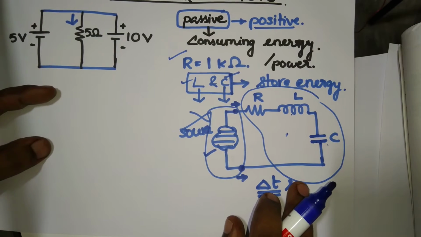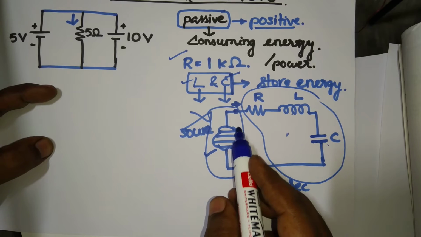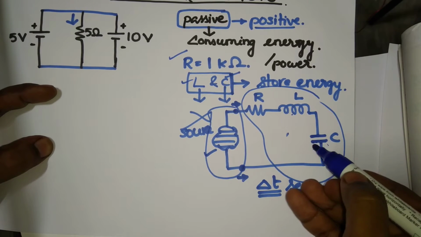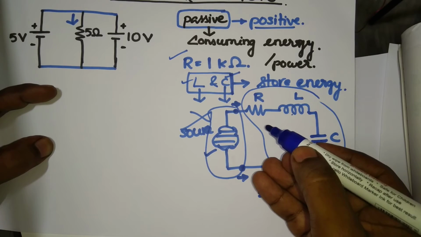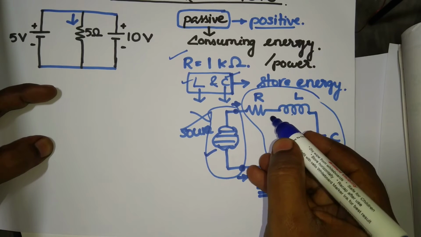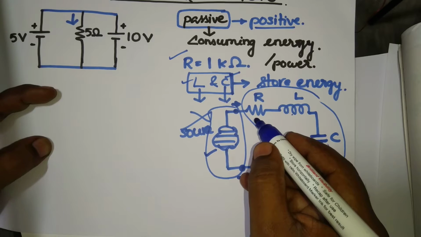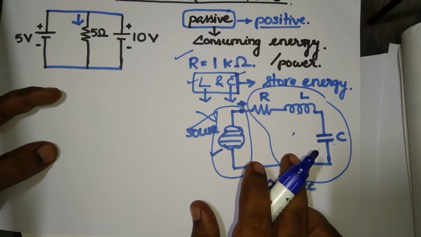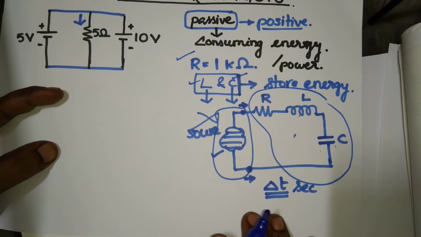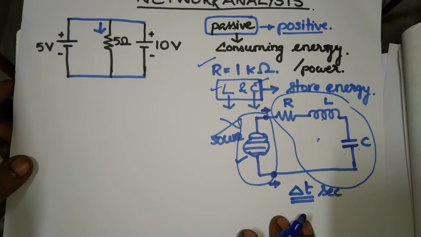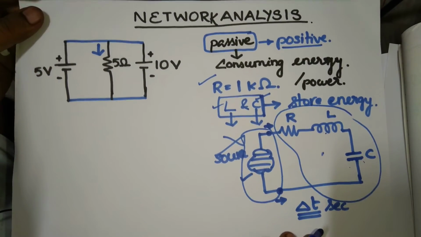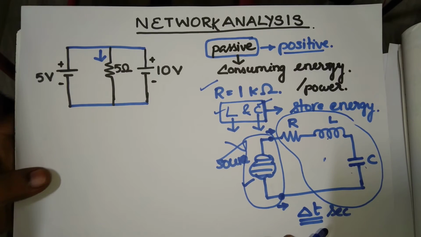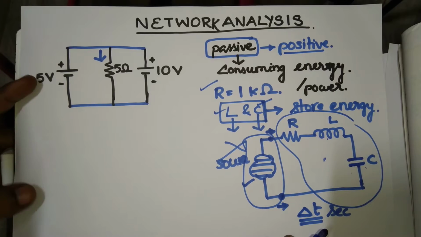Only in the absence of a source may current go from negative to positive through C and L, but even then current always goes from plus to minus through R. We will investigate the details of this in our subsequent lectures. I'm just giving you a glimpse of network or circuit analysis. Okay, let's get back to this problem.